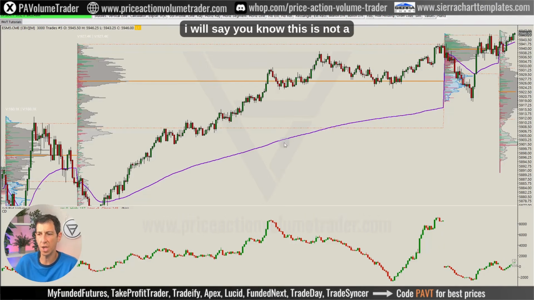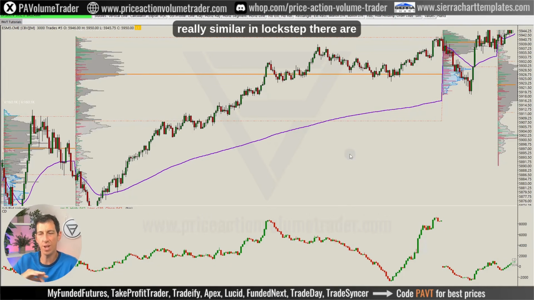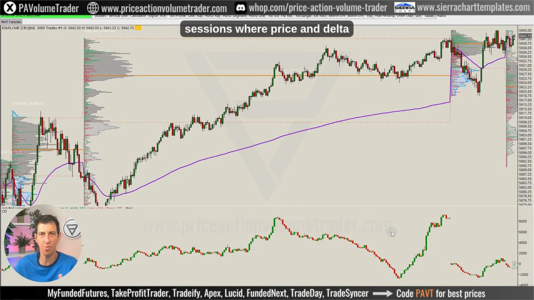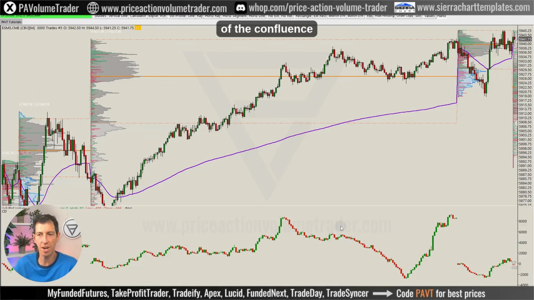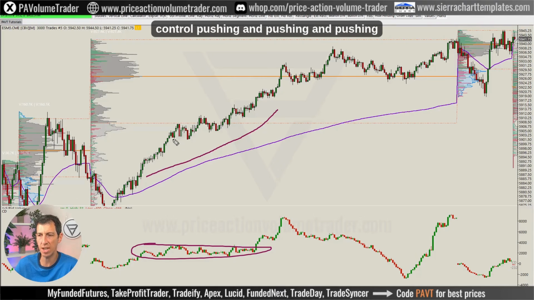Now, I will say, this is not a perfect science where it's always going to be really similar in lockstep. There are moments, or even sessions, where price and delta are diverging for most of the session. And on those days, you're going to be using cumulative delta again as one of the confluence factors. But for example, you can see this day here, we had delta pretty much sideways all through this part, and limit orders were pretty much just in control, pushing and pushing and pushing prices up.